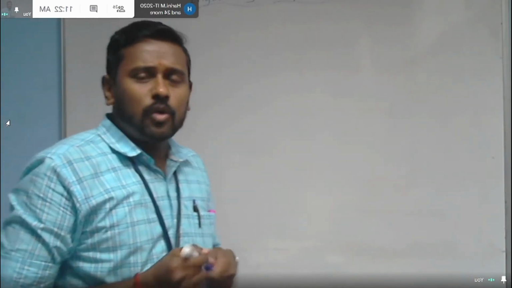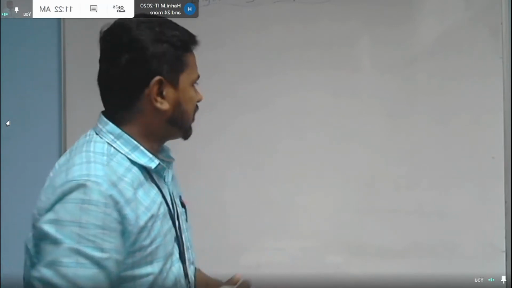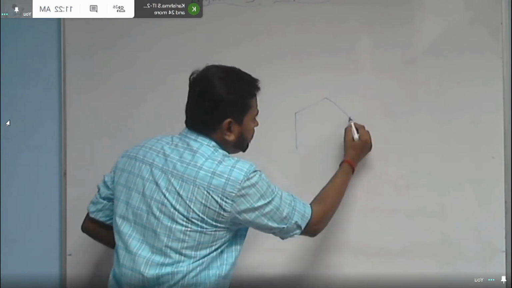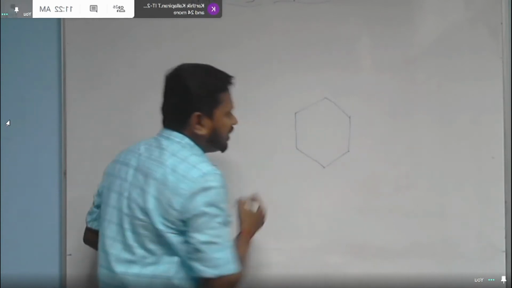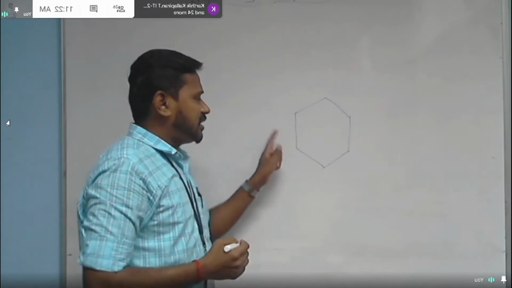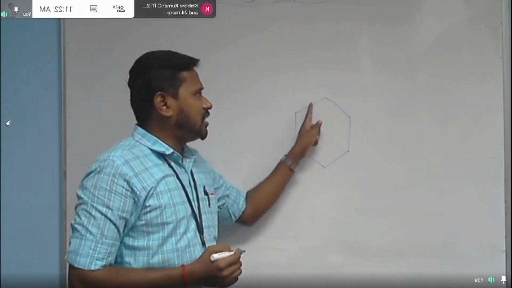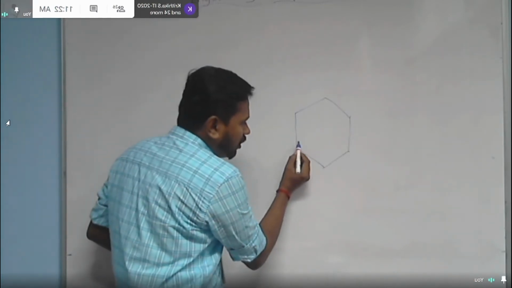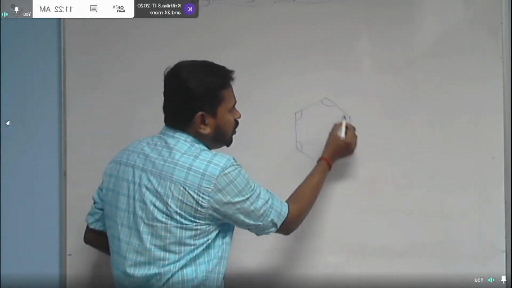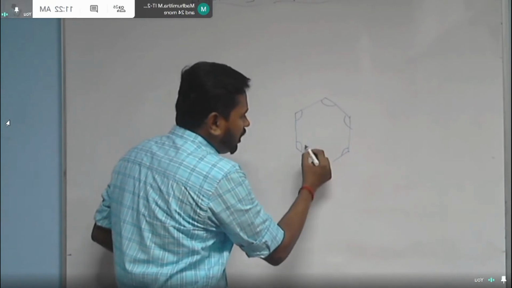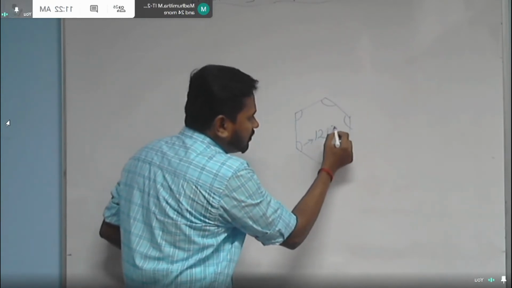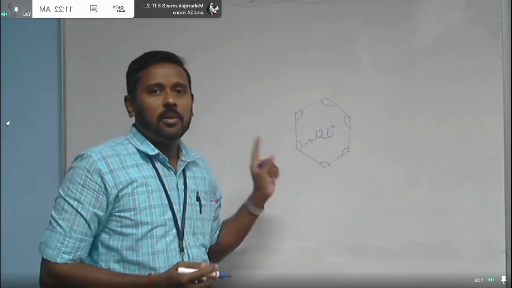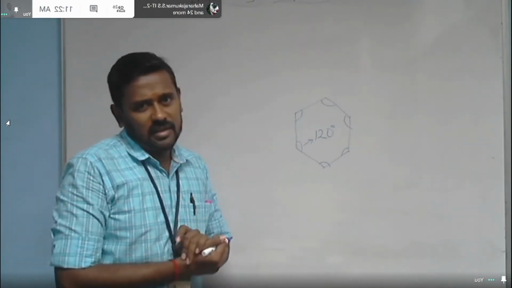And then, how to draw the hexagon. A hexagon is a six-sided polygon. Here also the condition is that all six sides should be equal in length, and all the included angles between the sides should be equal, and that should be 120 degrees. So in this way, if you have such a polygon, it can be called a hexagon.